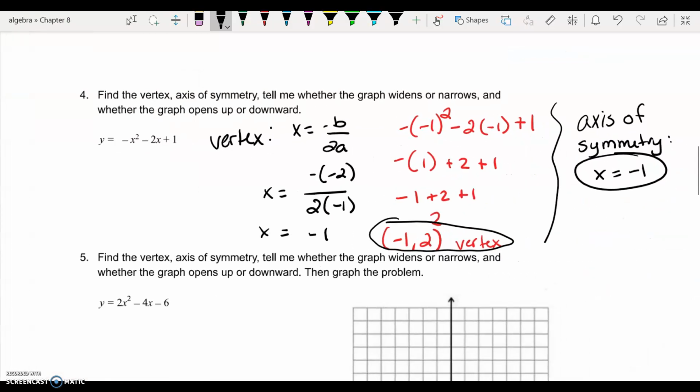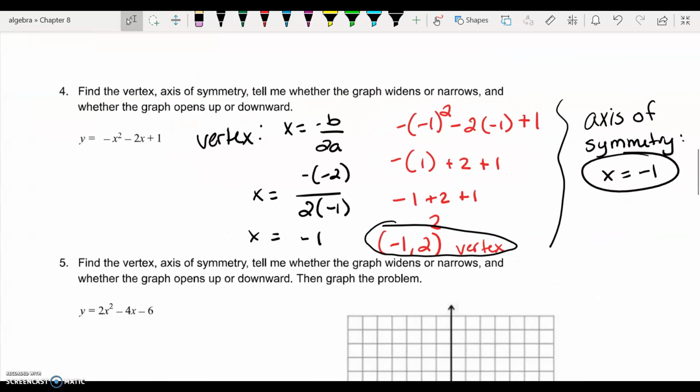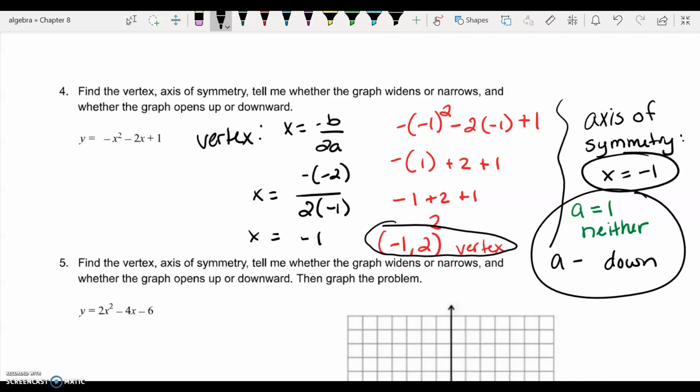Okay, so I gave you guys some time to answer those 2 questions, the axis of symmetry and the vertex. The next thing I want to talk about is whether it widens or narrows. So if our A is 1, it's going to be neither. If our A is negative, it's going to go down. So that's the last 2 answers on number 4. Just wanted to talk about those while you guys were in here.